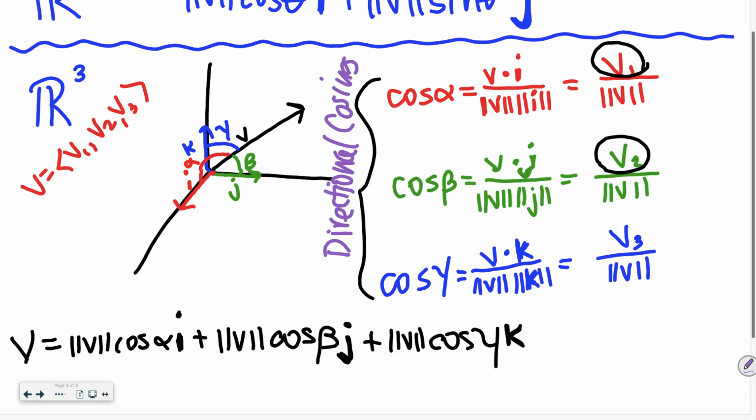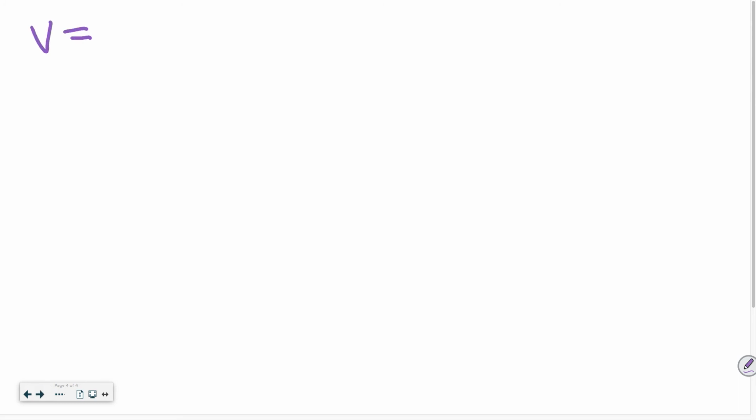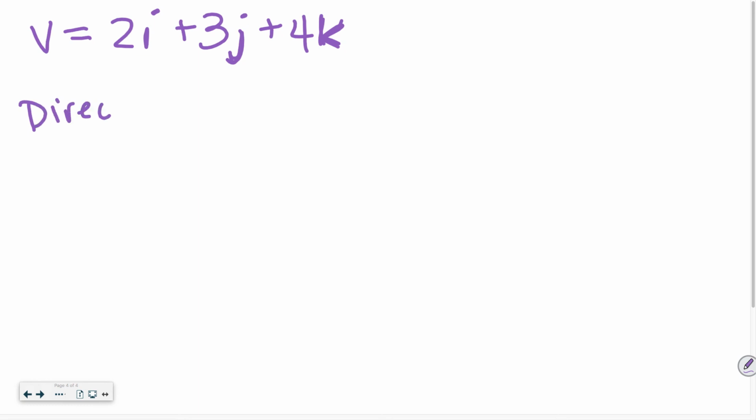And I'm actually going to ask you to find the directional cosines. They're going to give us the vector components and then we can find the magnitude. So our vector is the vector 2i plus 3j plus 4k. And I'm going to ask you to find the directional cosines.